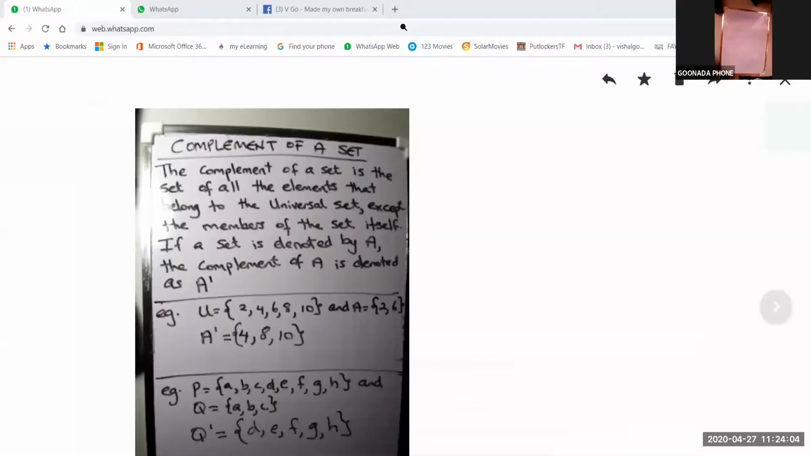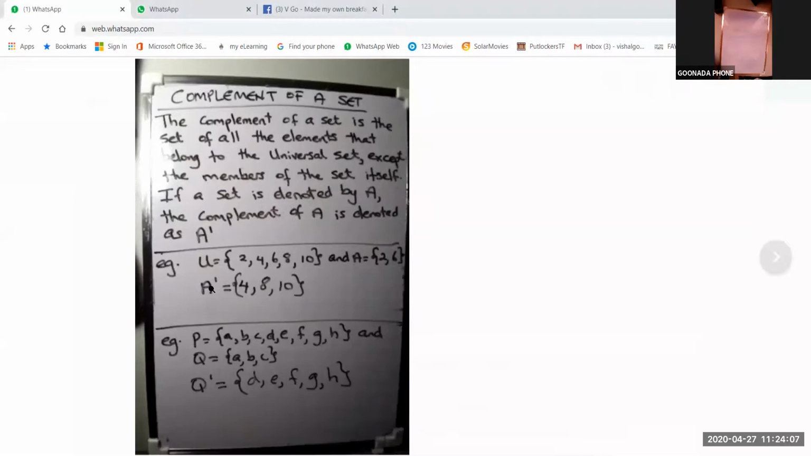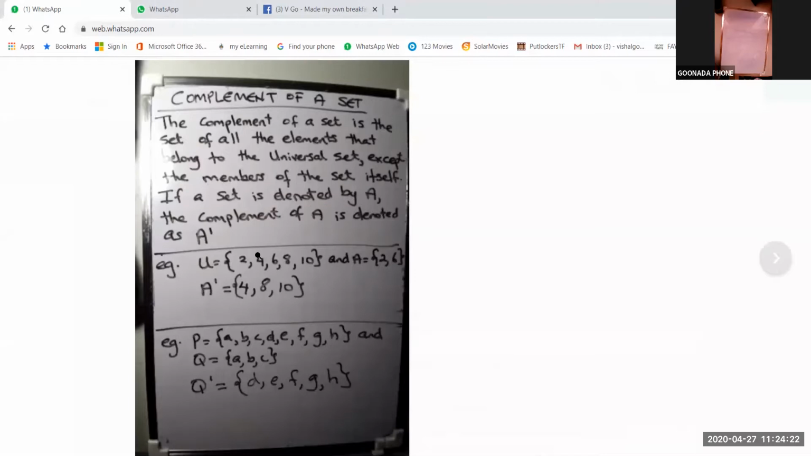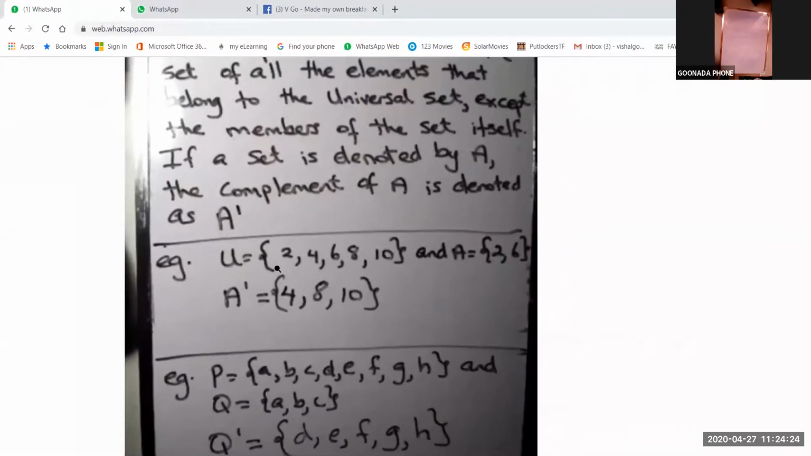Right. So if a set is denoted by A, then the complement of A is denoted as A with a small 1 to the top. You all saying that there? A prime? So, for example, if I tell you all that the universal set is 2, 4, 6, 8, and 10, and I tell you all that A is equal to 2 and 6, the complement is everything that is outside of the set of A. Okay?